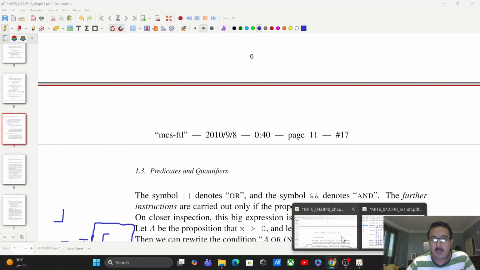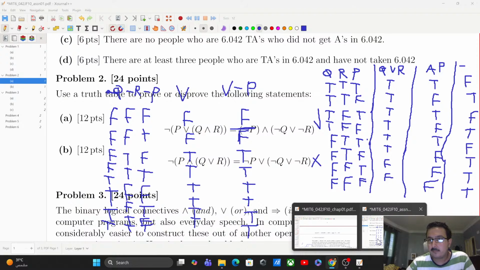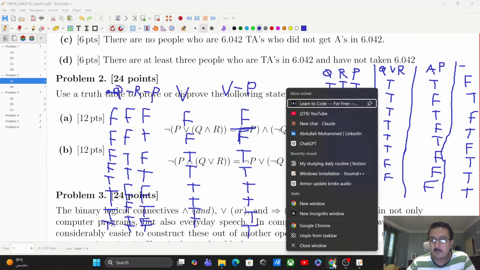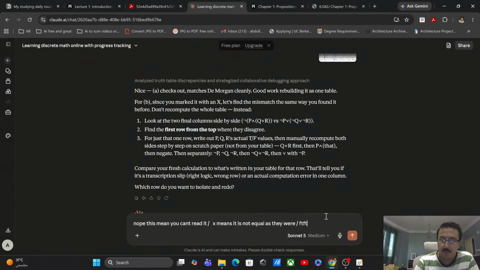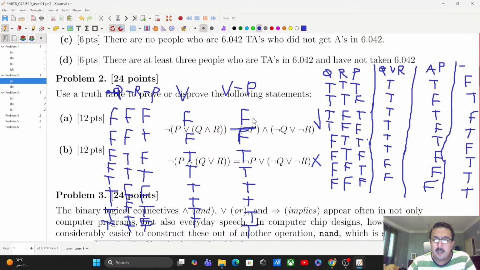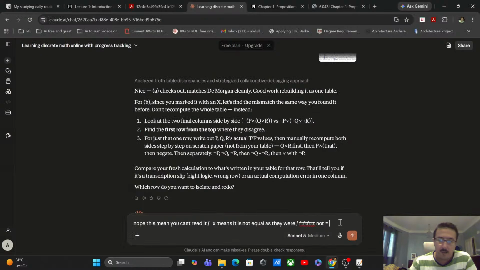What was it? FT FT FT DT. Open. FT FT FT DT not equal. If TT, if 1 2 3 4 5 6.